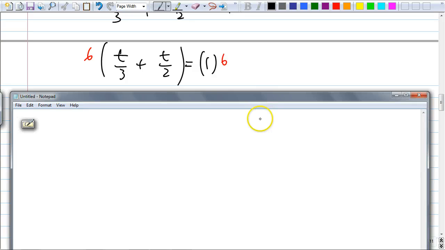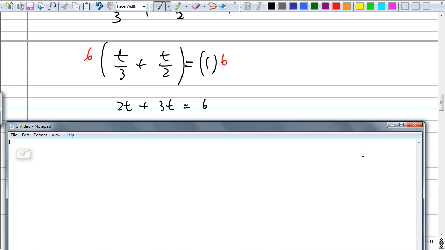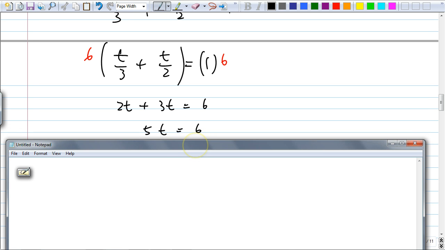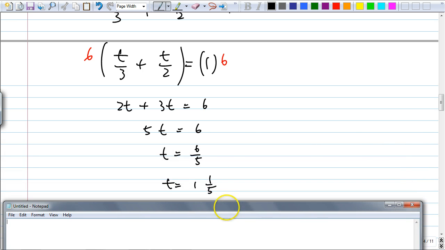Isn't that nice? Look. This whole equation becomes simply 2t plus 3t equals 6. Very simple to solve, isn't that right? You add them together, you get 5t equals 6. Of course, t comes out to 1 and 1/5.